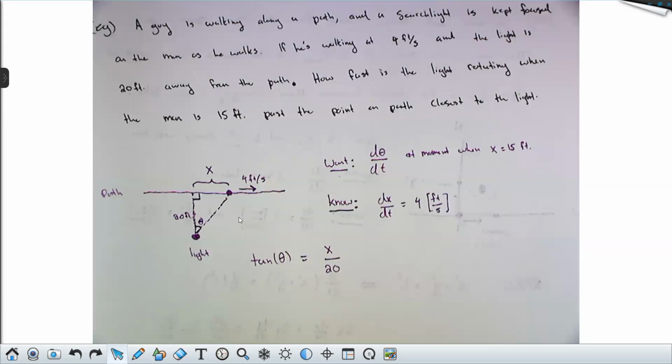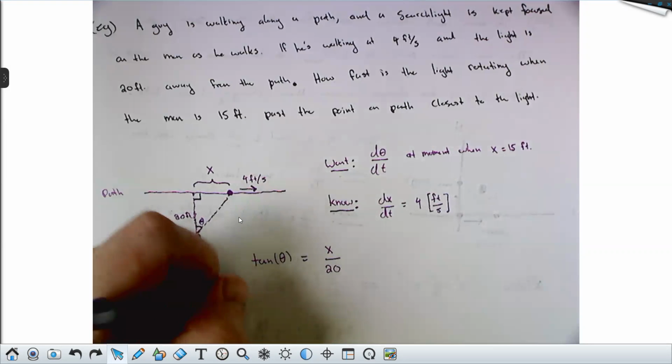And it turns out both sides here are unitless. X is measured in feet, 20 is in feet, and tangent theta is definitely unitless. It's just a number.